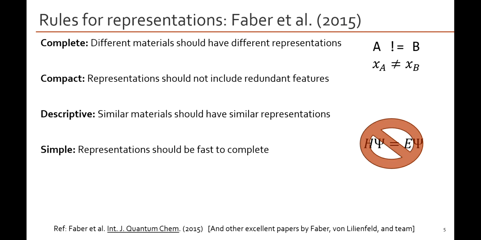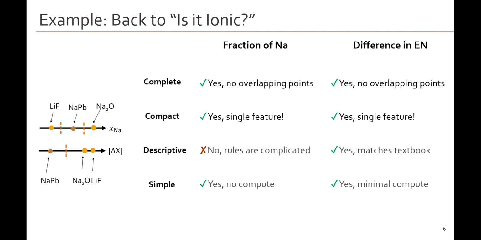So if I take these four rules and go back to my lens of whether it is ionic, I could say that both of these pass the complete check. Neither produces overlapping points. They're both compact, they're each a single feature, but they're different in that my difference in electronegativity representation is descriptive, in that it matches my textbook understanding of ionic materials, and of course both are equally simple. I can compute them both trivially, even by hand.